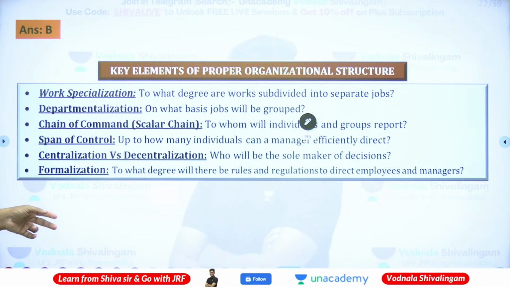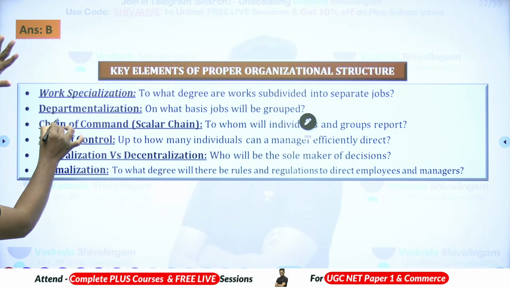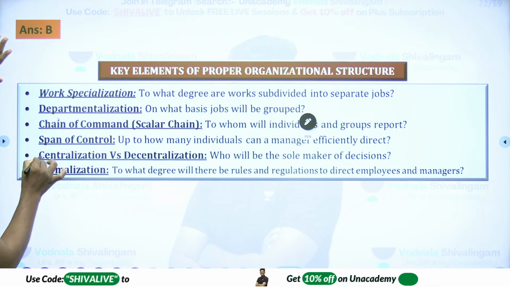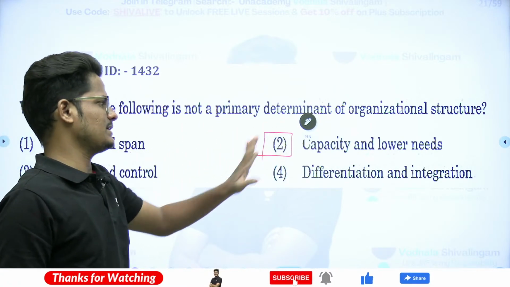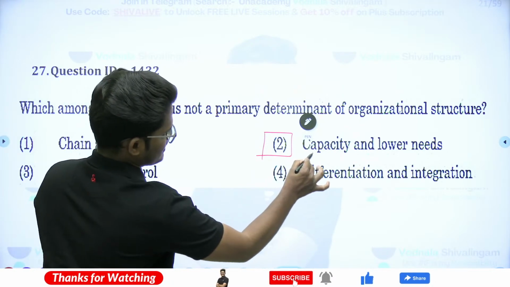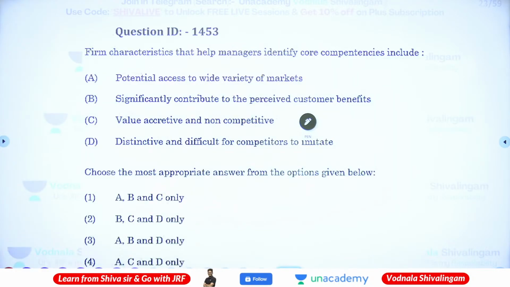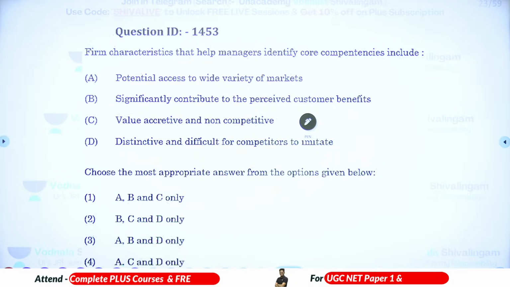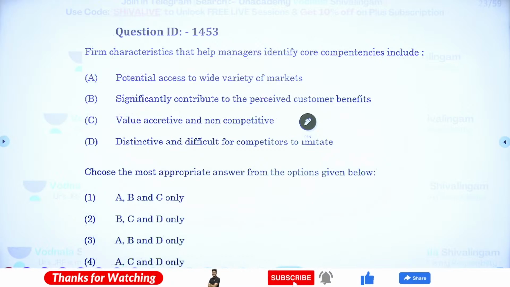Here, determinants means there are 6 key elements in organizational structure: work specialization, departmentalization, chain of command, span of control, centralization and decentralization, and formalization. These are the 6. But the one that is not a primary determinant is capacity and lower needs. The capacity of the organization and lower needs are not a part of it, whereas the remaining 3 things are covered somewhere in the total 6 factors. Correct. Factors affecting organization structure.